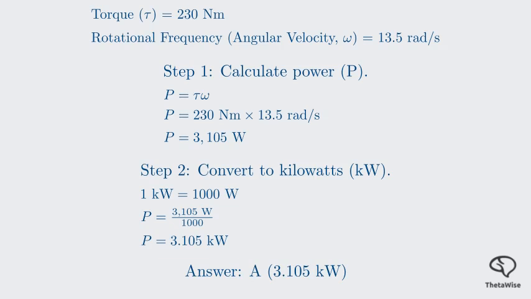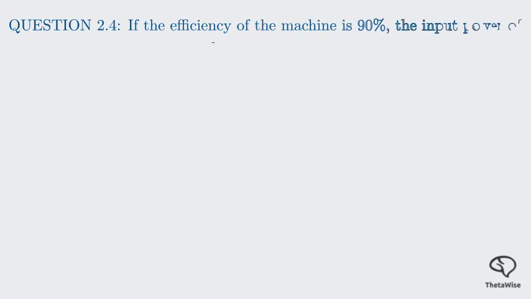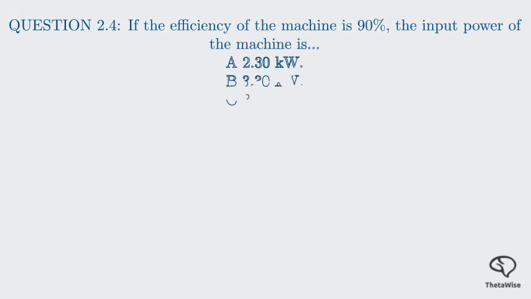We calculated rotational power using torque and angular velocity. Finally, let's solve question 2.4, which deals with efficiency. The question states that the efficiency of the machine from the previous problem is 90%. We need to find the input power of the machine.